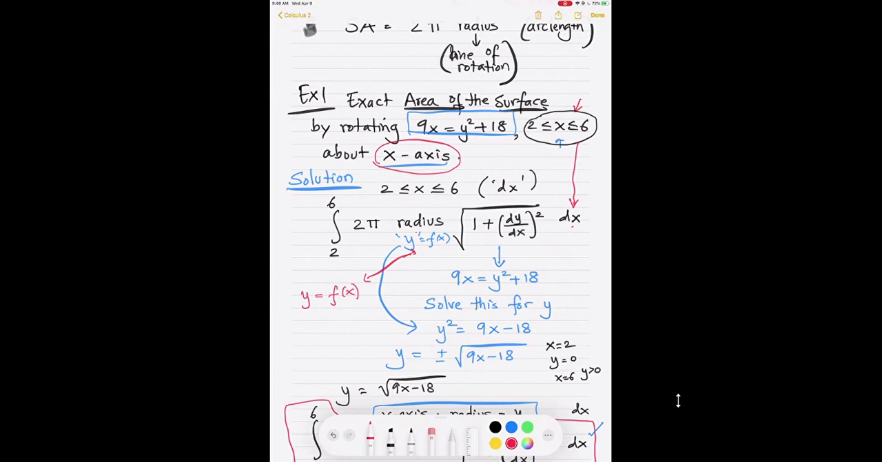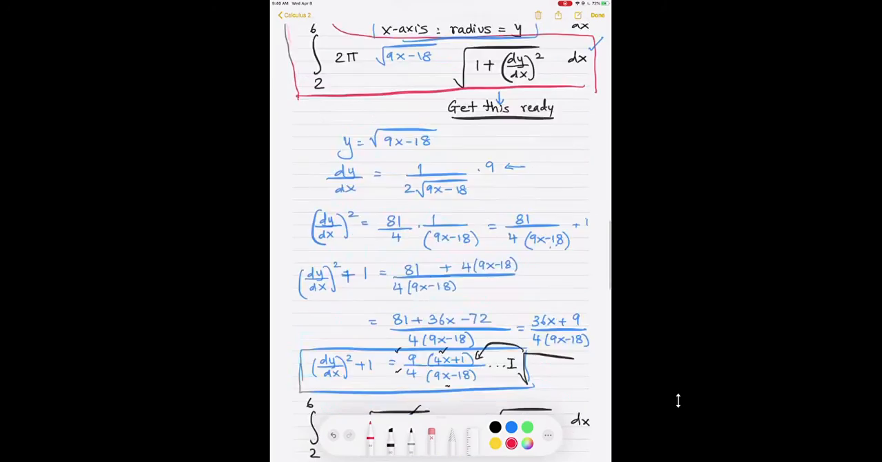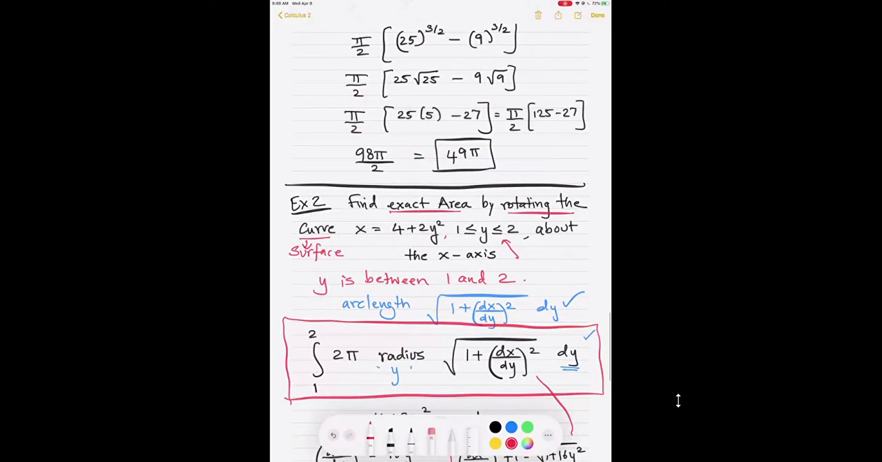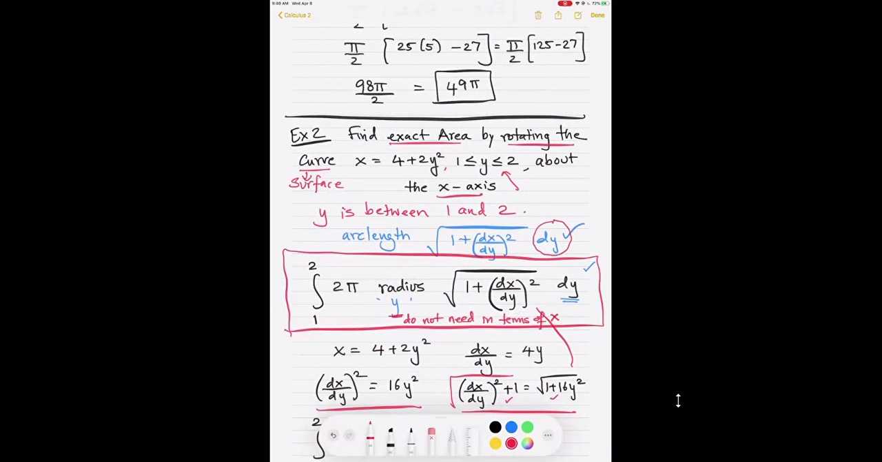Okay, so now let's keep this in mind. And now let's get to the problem that we are doing right now. So what was given to us here? That y was between 1 and 2. So we decided we're going to integrate with respect to dy, because that's the easiest in terms of arc length. And then we are still going about the x-axis. So the radius is still y. The only thing is the technicality now. I do not need to write this in terms of x. I just could keep this as y. And that's it. So did it clear that up?